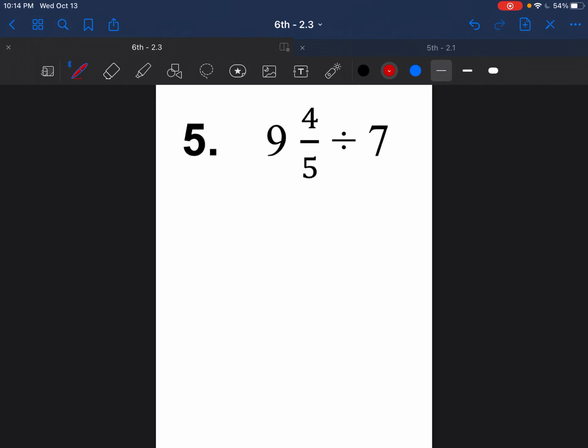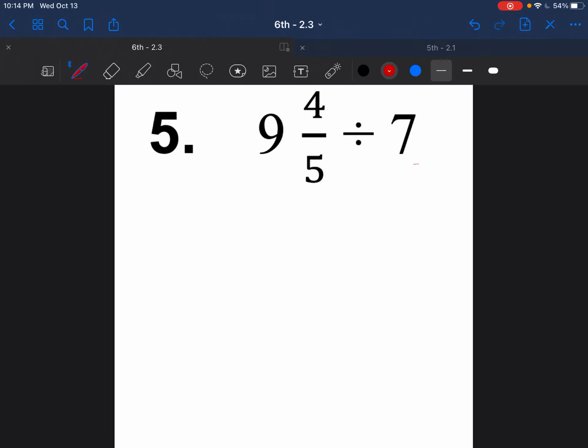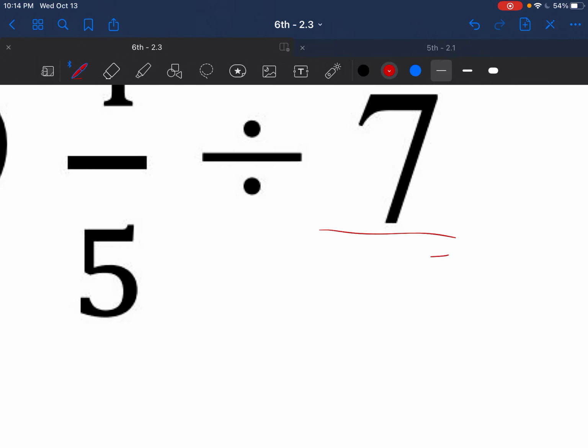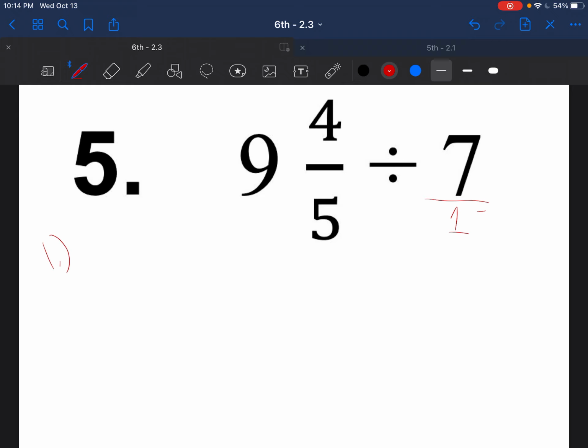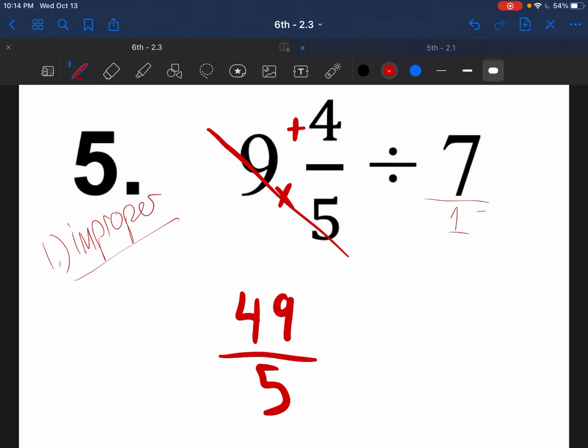Here we go. This time we have a whole number. Ladies and gentlemen, let's remind ourselves, how do we turn a whole number into a fraction? You put the whole number over what? Over 1. Good. So now that we know that, let's follow the rules. Step 1, you want to turn this into an improper fraction. How do we do that? Well, we multiply this and we add this. Let's multiply. 9 times 5 is 45, and 45 plus 4 gives you 49 over 5 divided by 7 over 1.